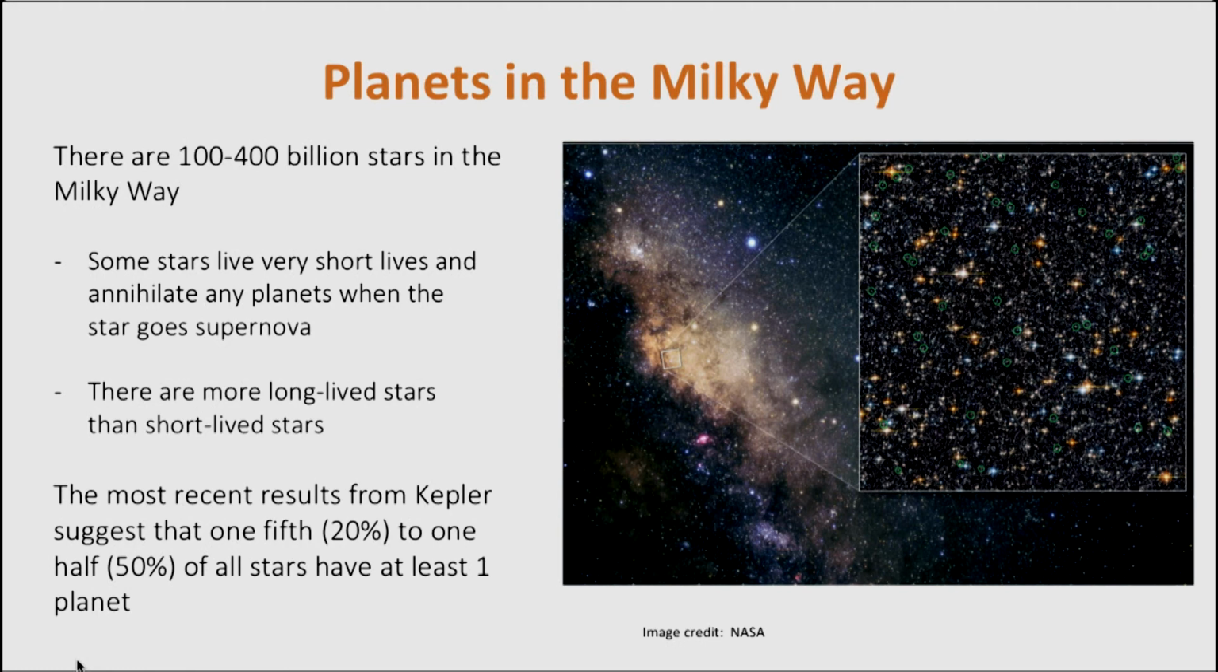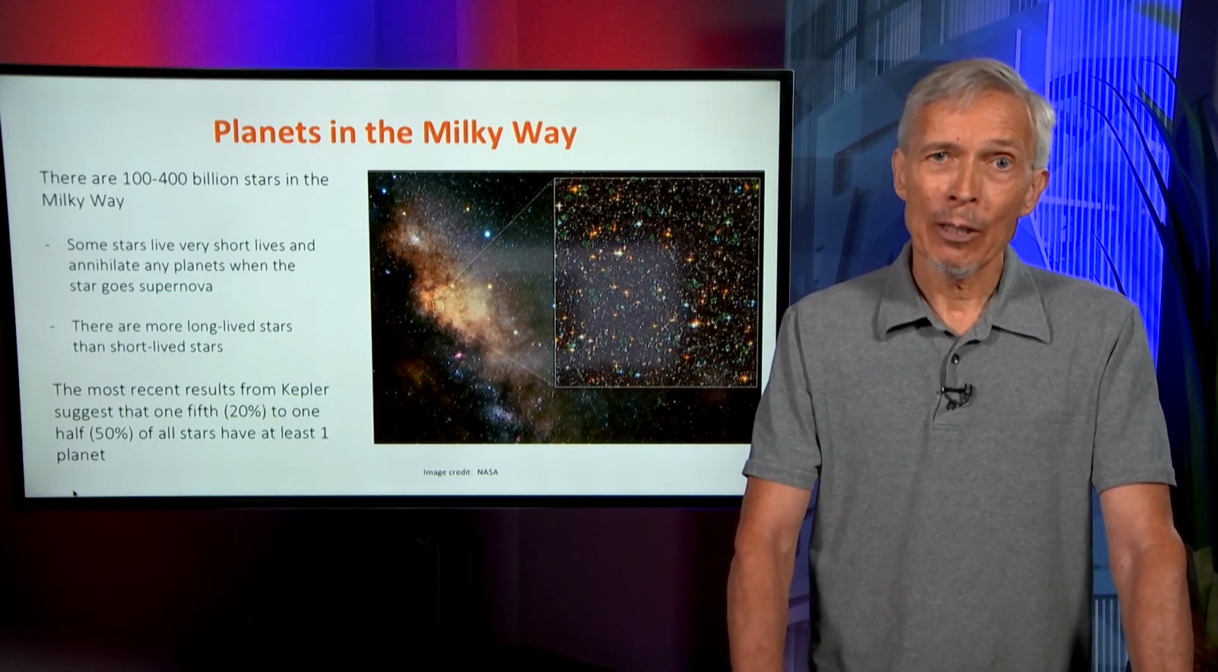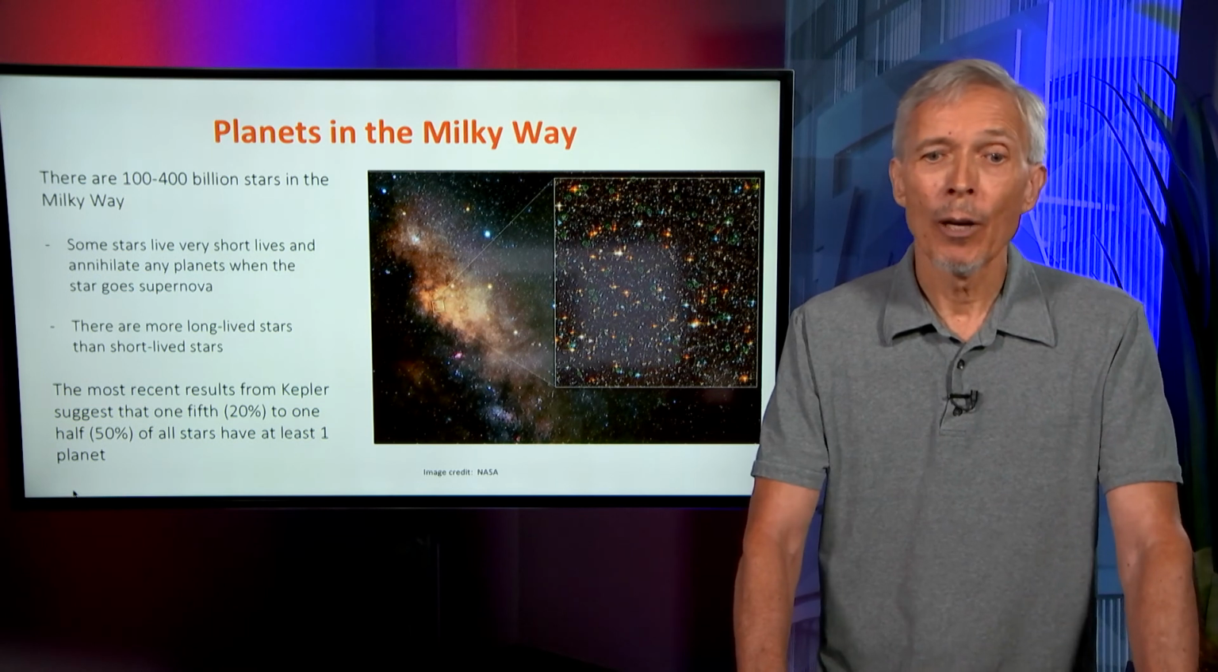Some stars have very short lives and will probably annihilate any planets when the star goes supernova. That would be the case of the first found pulsar planet from 1992. But there are many more long-lived stars than short-lived stars. When we say the Sun is a typical star, that's not strictly correct, because it's not an average or median star. It's a middleweight star, but most of the stars in the Milky Way are half, a third, or a fifth the mass of the Sun, and live much longer lives, and have much less radiation than the Sun. We don't know yet what the demographics of planets around all the various stars in the Milky Way are.